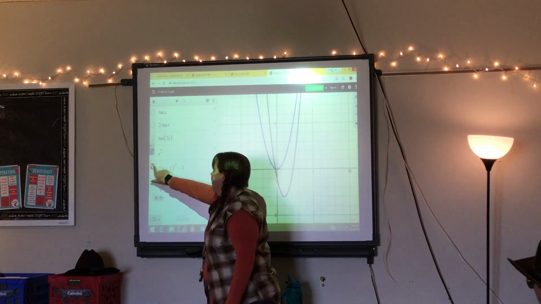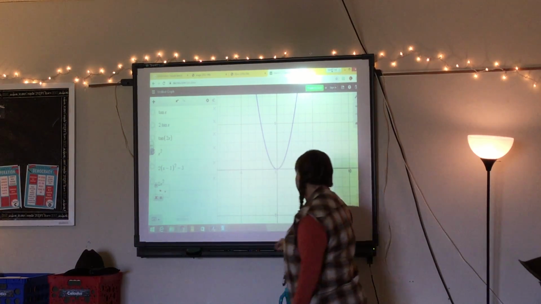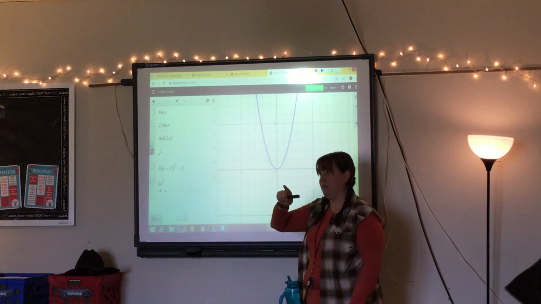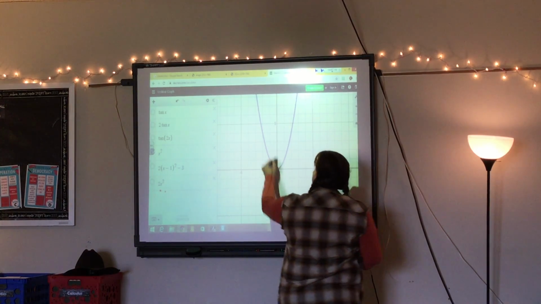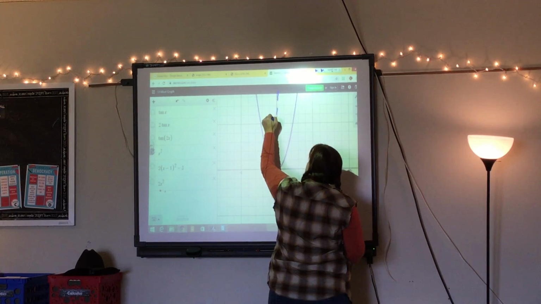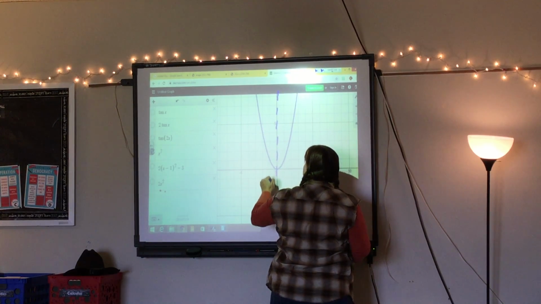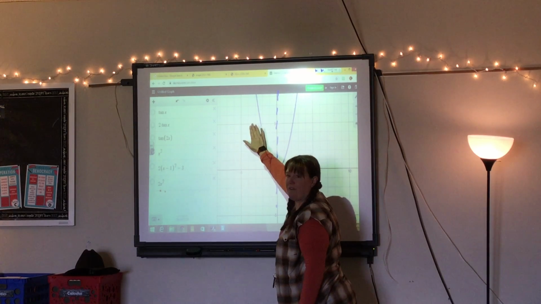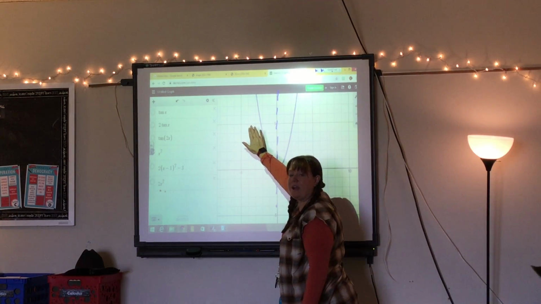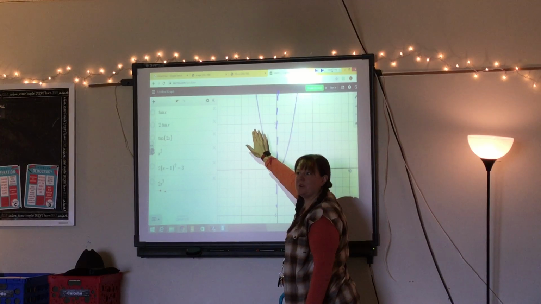Where's the line? It's going to be on the y-axis. This is our axis of symmetry. If I folded this parabola in half on that line, so the axis of symmetry is also the x-coordinate of my vertex.